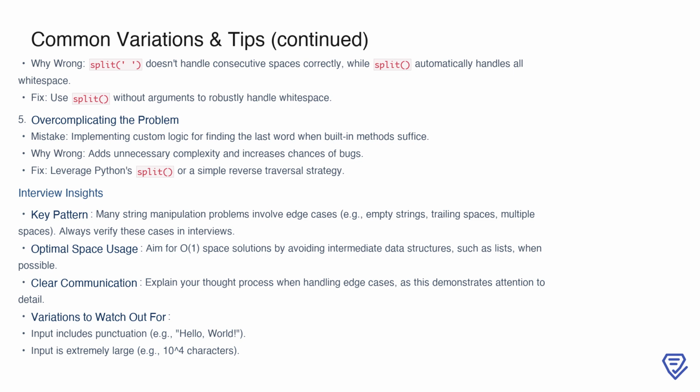From an interview perspective, it's important to remember that string manipulation problems often involve edge cases like empty strings, trailing spaces, or multiple spaces. Always verify these scenarios, as interviewers tend to test for them. Additionally, aim for optimal space usage. For instance, solutions that avoid creating intermediate data structures, like lists, can achieve O(1) space complexity. Clear communication is also key during interviews. When you explicitly explain how you handle edge cases, it demonstrates thoroughness and strong problem-solving skills.